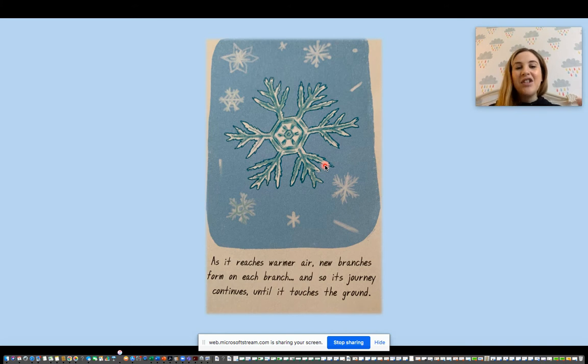Can you see that on this branch, more branches are growing? And then as it reaches warmer air, which is nearer to our ground, new branches form on each branch, and its journey continues until it touches the ground. And if we're really lucky, it lays and stays there.